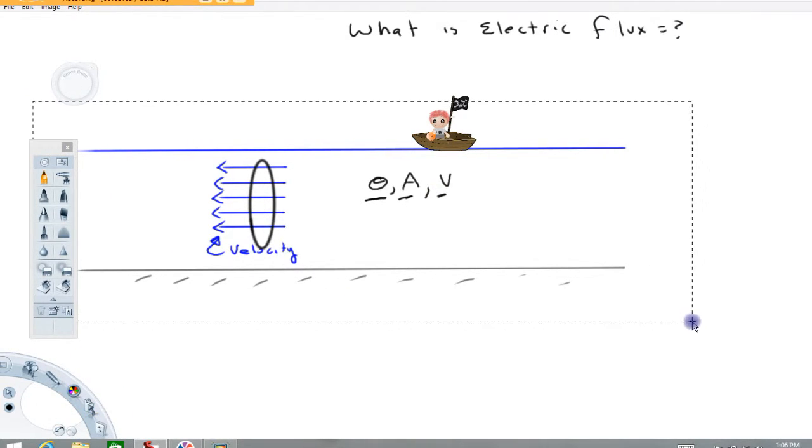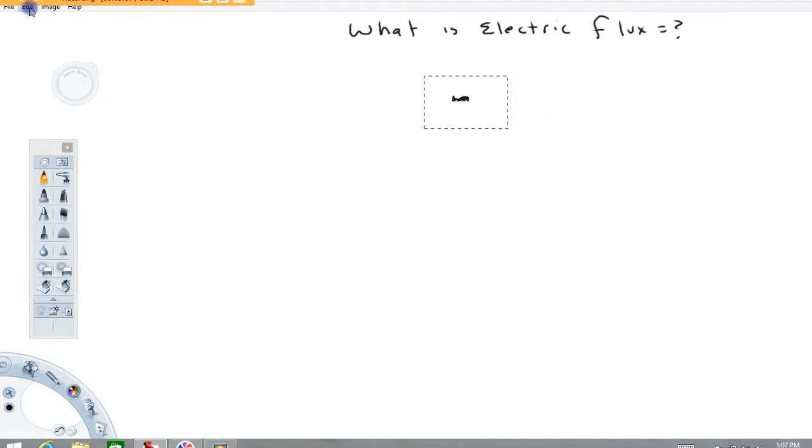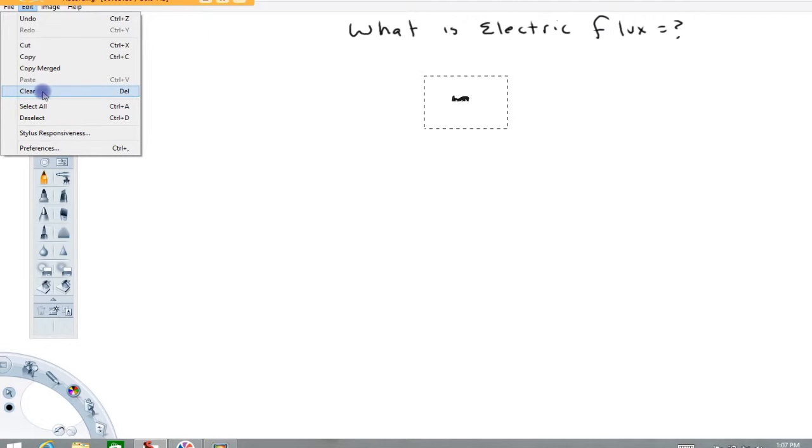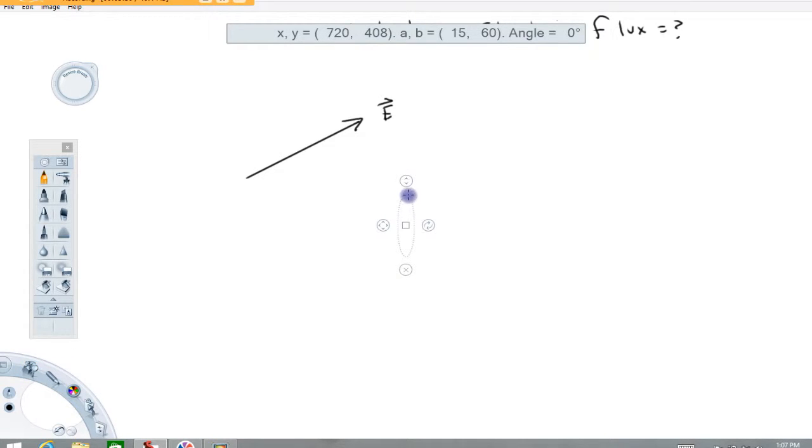Alright, I'm going to get rid of this. Including that. Alright, so electric flux has to do with vector fields. Right? So we're going to imagine we have an electric field vector somewhere. And I'm going to go ahead and put a vector here to represent it. Right? So imagine we've got an electric field vector. Now imagine we have some sort of small little area here.